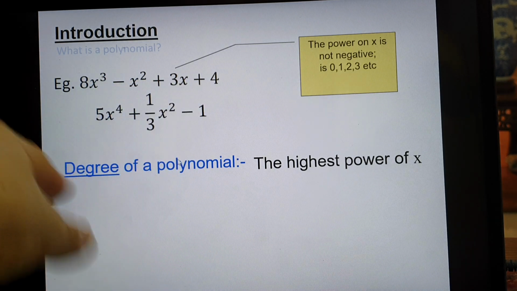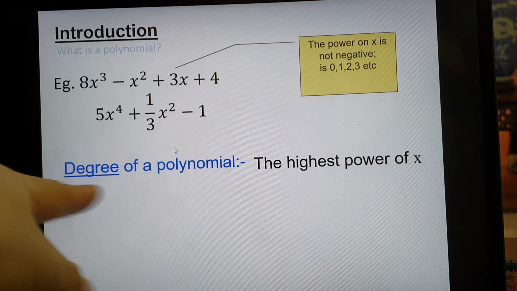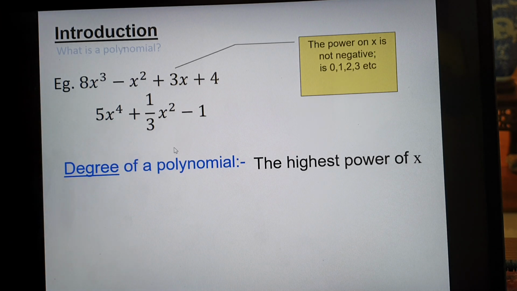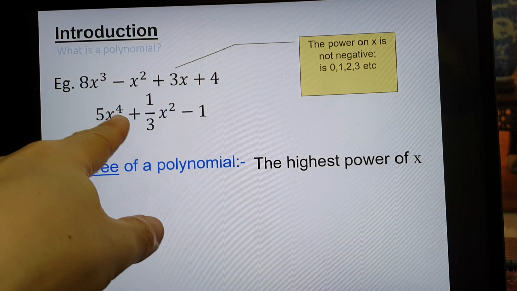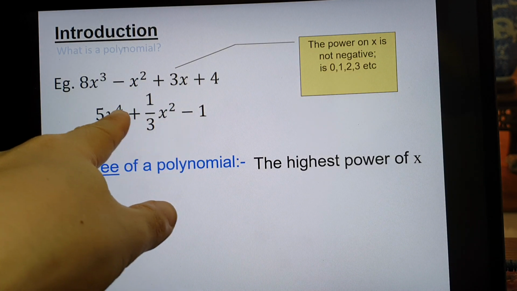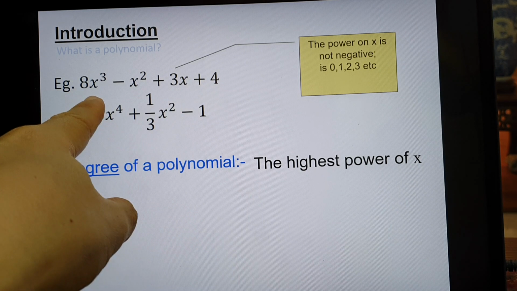Alright? And one important word that you need to know is called degree. Degree of a polynomial means the highest power. So the degree of this polynomial is 4. Degree of this polynomial is 3.